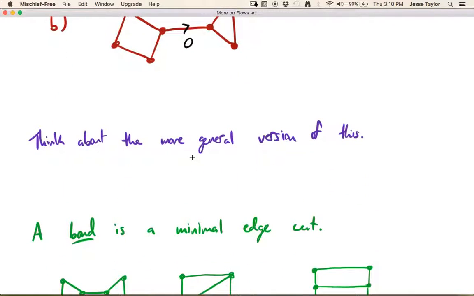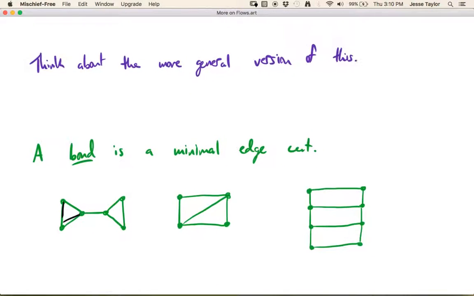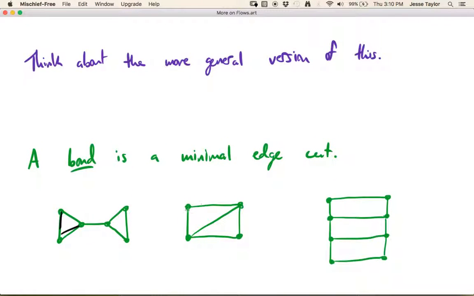But you can think about a bond, which is just a minimal edge cut. So it's not necessarily a single edge, it's just a small number of edges. So for example, in this graph, here's an example of a bond, right, the bridge. But you also have several other 2-edge bonds. For example, if I delete both of those, I'll isolate this vertex. Or if I come over here, there are, of course, these types of bonds, the ones that isolate just a single vertex.